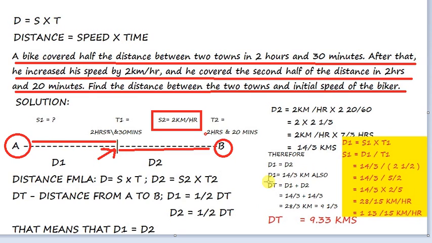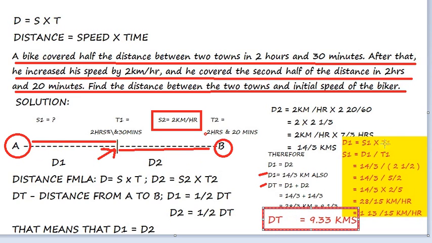Therefore, d1 is equal to this, and dt, the total distance, is d1 plus d2. So the total distance is 14/3 plus 14/3, which is 28/3 kilometers, or 9 and 1/3 kilometers. So if ever you are given this problem, the total distance is 9.33 kilometers. That's already one part of the problem solved, and that's the distance between the two towns, which is dt, the d1 plus d2.